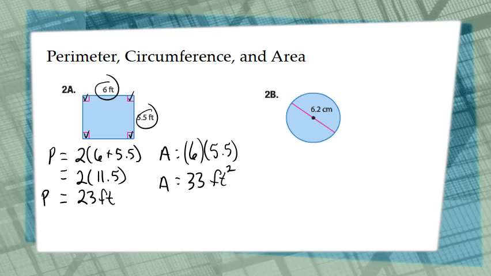Now, we know that the circumference can either be 2 pi r, or the circumference can be defined as pi times the diameter. And I'm going to choose this because I can see here that this 6.2 centimeters is the diameter of that circle. Now let me get my calculator out because I'm not going to be able to calculate that one in my head. But I've got pi times 6.2 centimeters. And I'm going to round this to the nearest tenth, I guess.